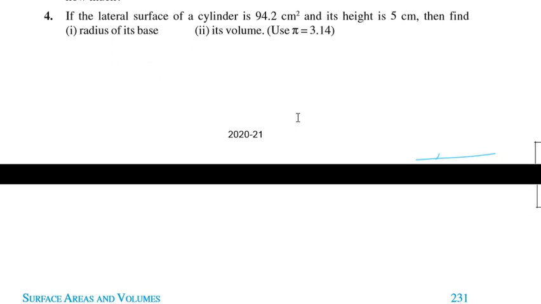Now let us move to the fourth question. The lateral surface area of a cylinder is 94.2 and its height is 5. Then find the radius of the base and its volume. Use pi is equal to 3.14.